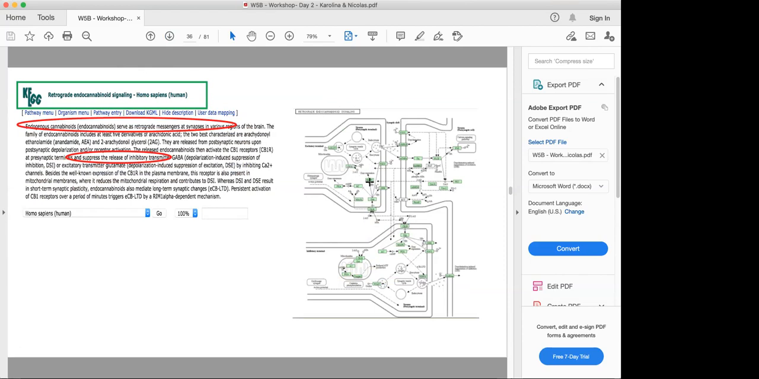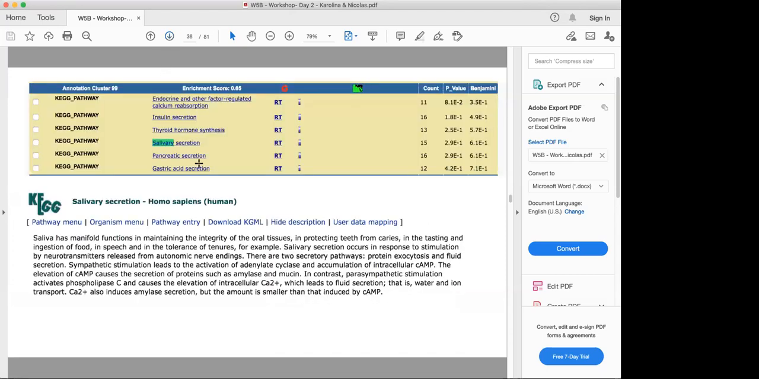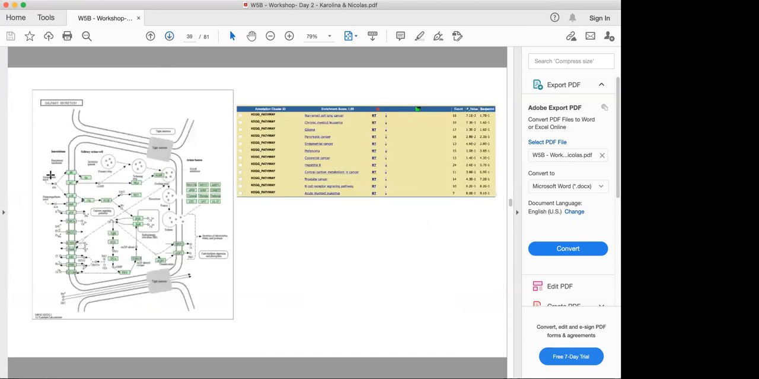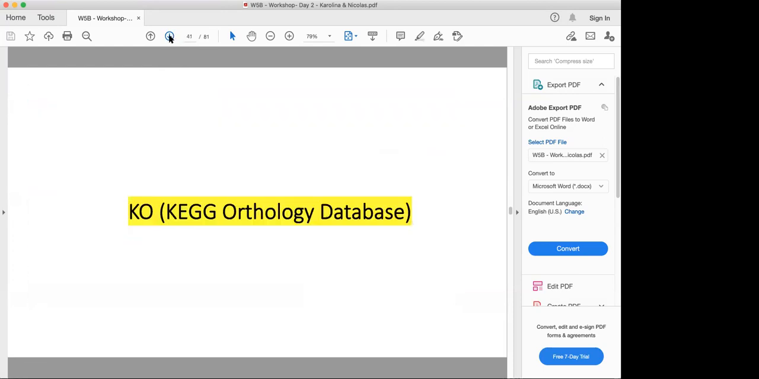And you can also mark with the red stars those specific genes that were identified in your data sets and are involved in this specific pathway. The other one, gamma aminobutyric acid. And for the salivary secretion, also the same. And here is the nice visualization. And then in other pathways.